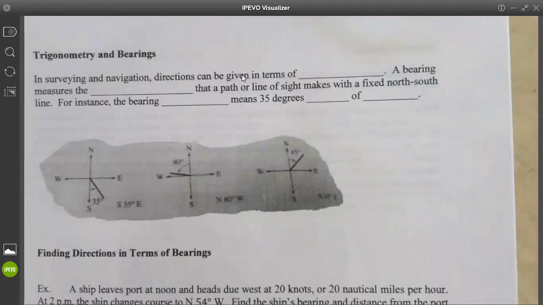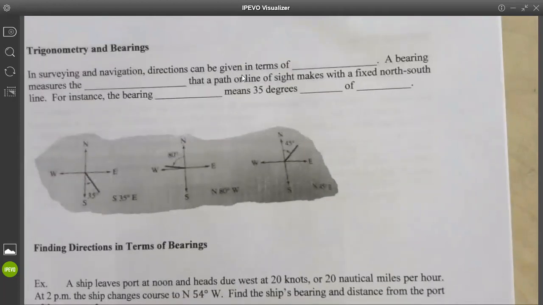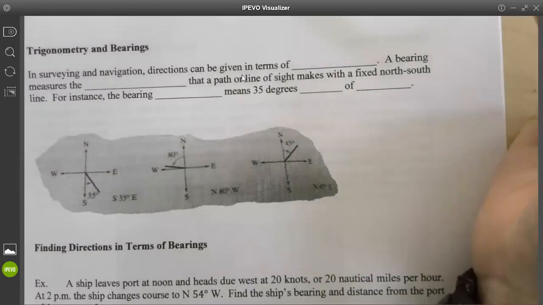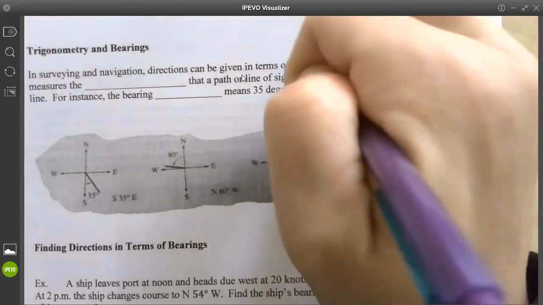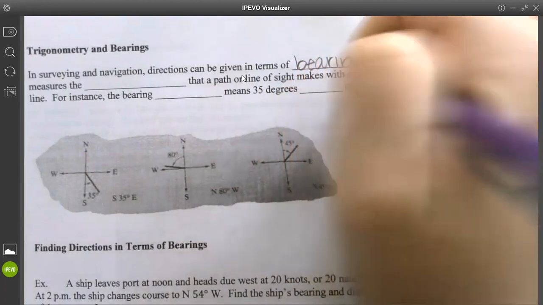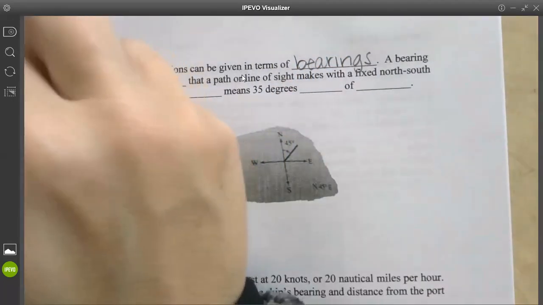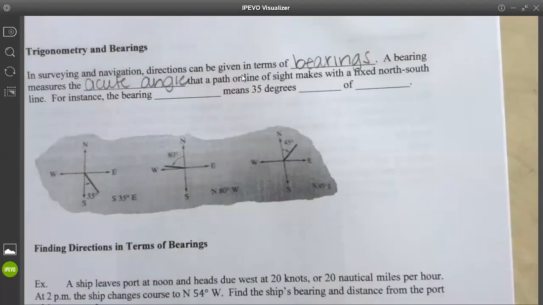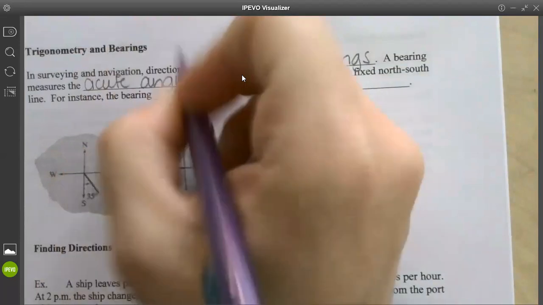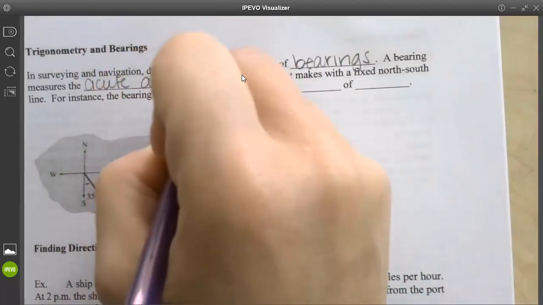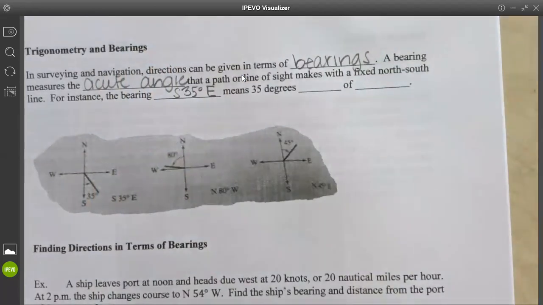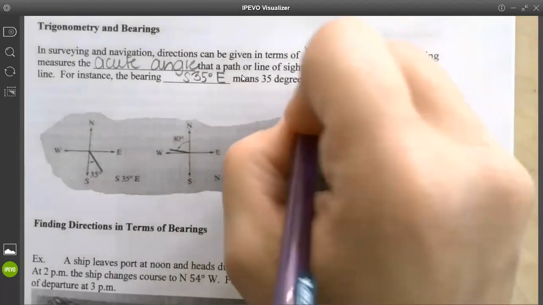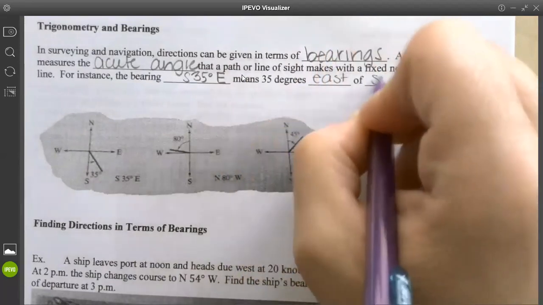Trig and bearings, these are really hard. They're just hard to think about. So there won't be many of them, and I don't think there's any on your test at all. In surveying and navigation, directions can be given in terms of bearings. A bearing measures the acute angle that a path or line of sight makes with a fixed north-south line. For instance, the bearing south 35 degrees east means 35 degrees east of south.